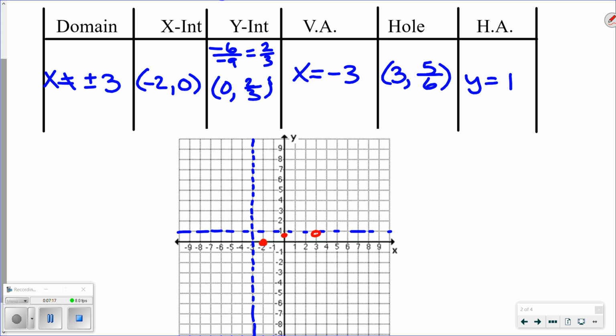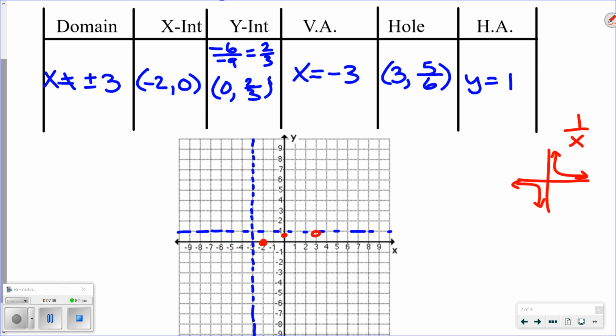And then don't forget what your parent function looks like, okay? A lot of these graphs look pretty close to 1 over x. So just recall that the parent function looks like this. So this graph is actually pretty close to the parent function.